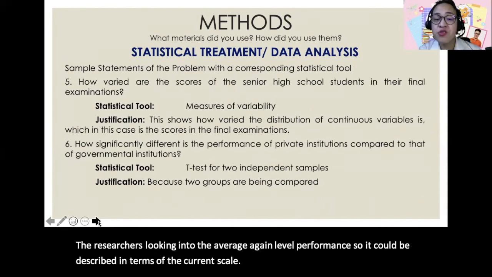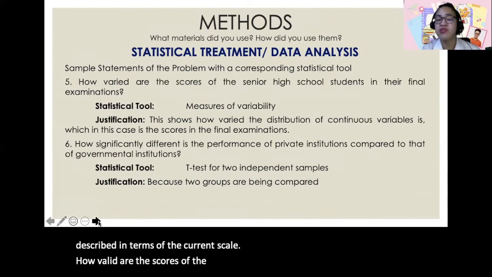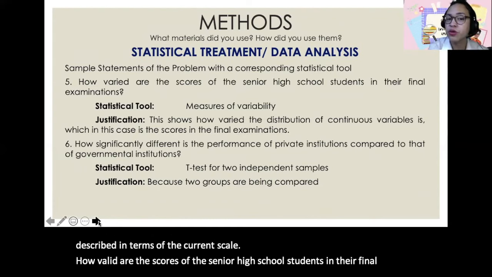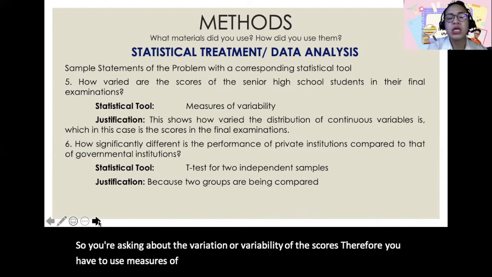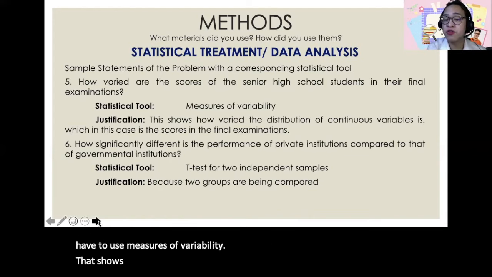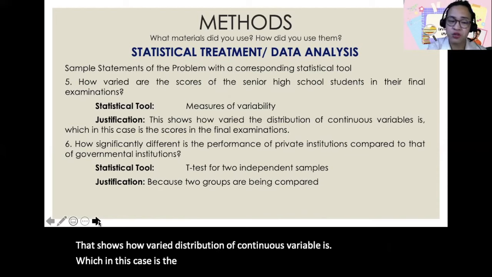How varied are the scores of the senior high school students in their final examinations? So you're asking about the variation or variability of the scores. Therefore, you have to use measures of variability. This shows how varied the distribution of a continuous variable is, which in this case is the scores in the final examinations.